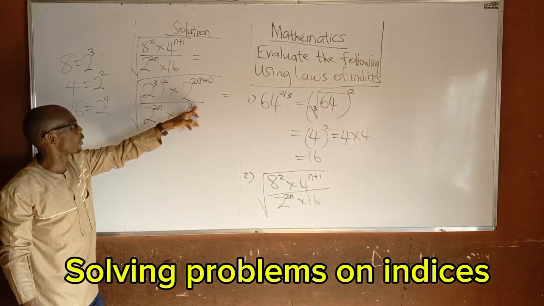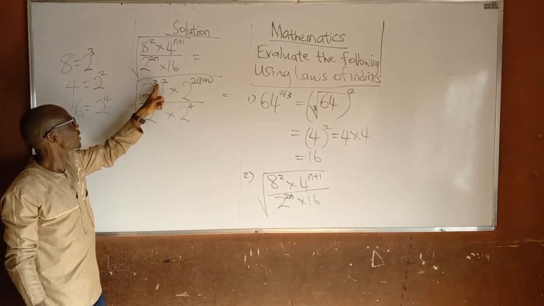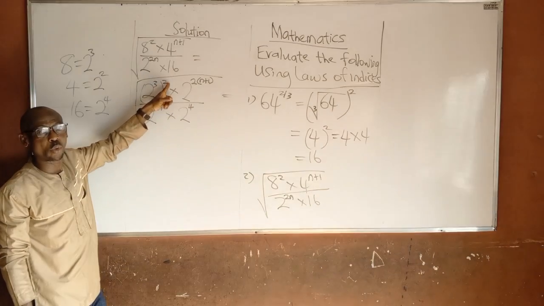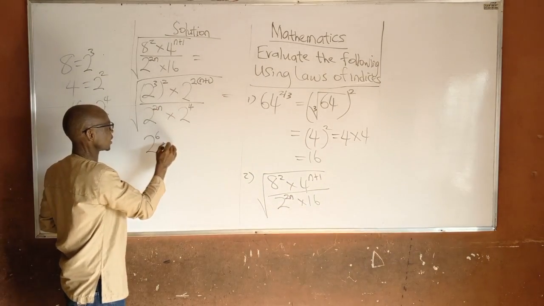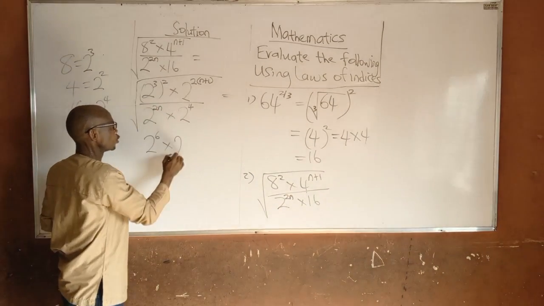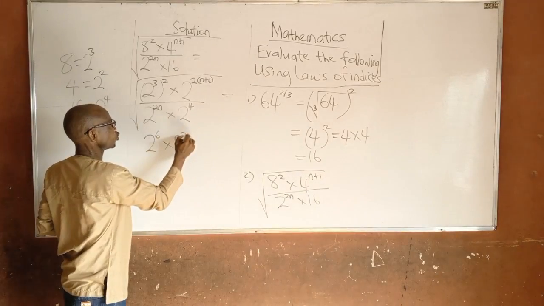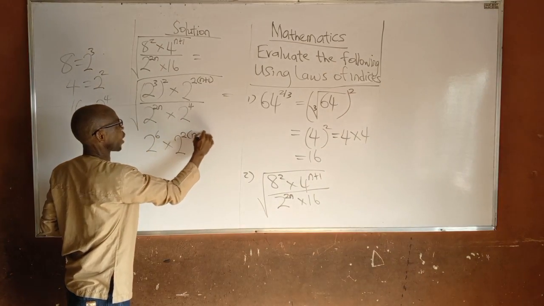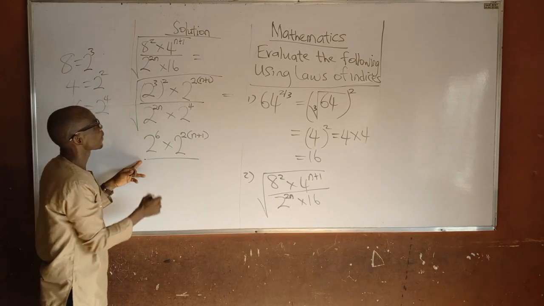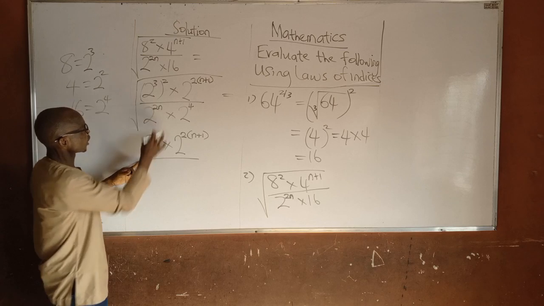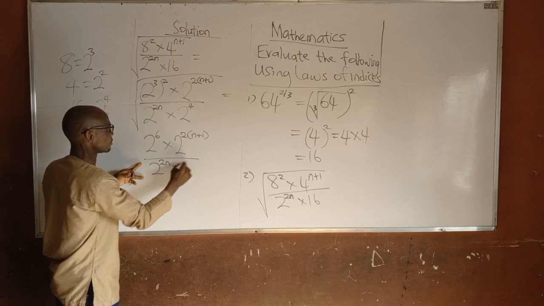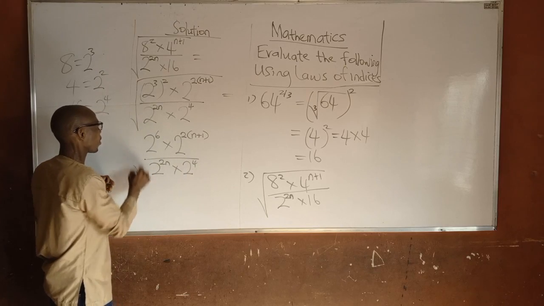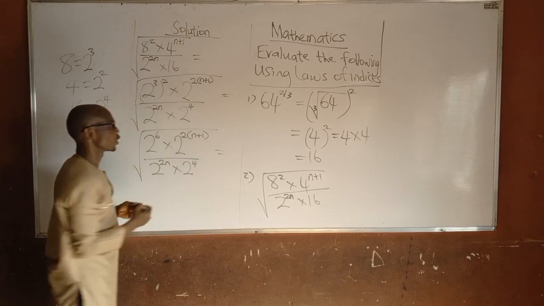Now what do we have from our law of indices? 3 times 2 is equal to 6. So we now have 2 raised to power 6 times 2 raised to power bracket n plus 1, all over 2 raised to power 2n times 2 raised to power 4, all now in square root.